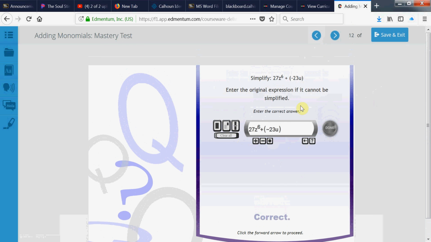Unlike terms, you just leave it the way it is. Here it says to enter the original expression if it cannot be simplified. Again, unlike terms.